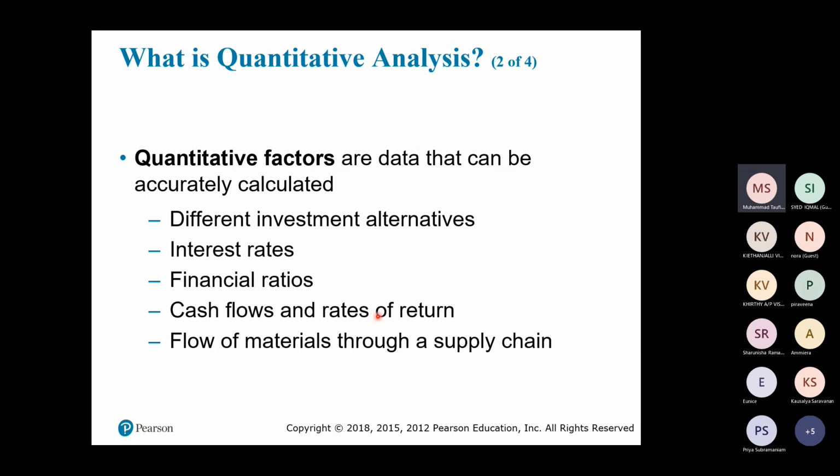Okay, and then lastly, flow of materials through a supply chain. You can also use numbers to represent how many materials are coming into your company and how many products are going out from your company. So all those situations need numbers to represent the situation. If you didn't use numbers, it's quite difficult to understand the situation.